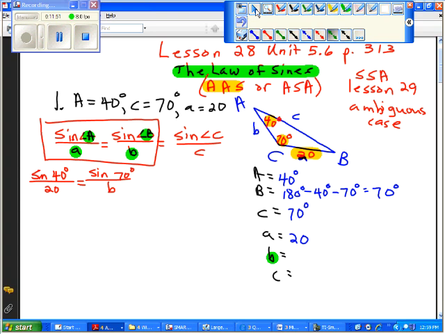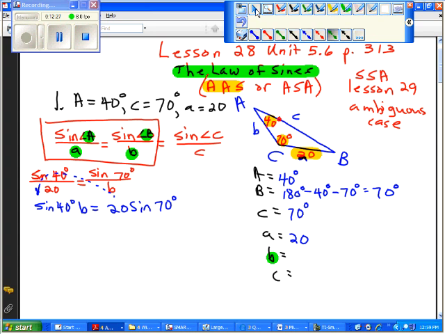And we have a proportion that we can solve. Any questions so far? So to solve, we're going to have b times sine 40, which we could write as either way. I'm going to write it as sine 40 degrees b is equal to 20 sine 70 degrees. I'm solving for b. I'm not going to do any calculations till the very end.